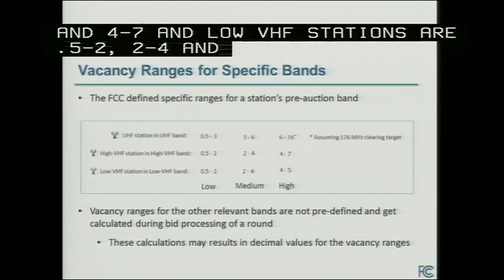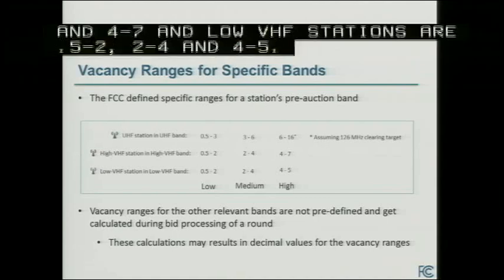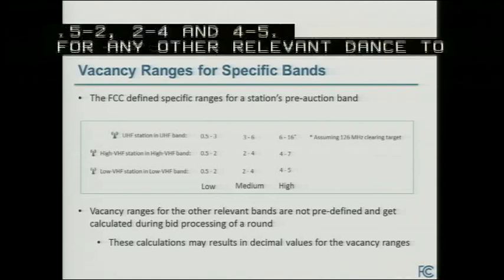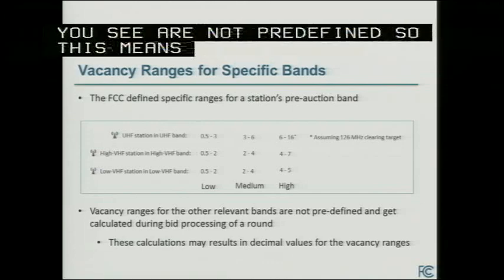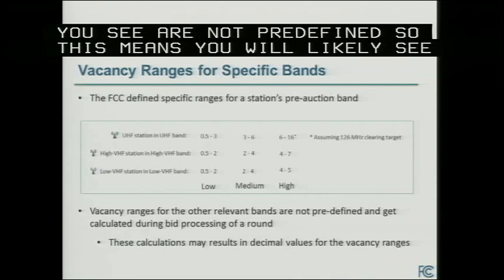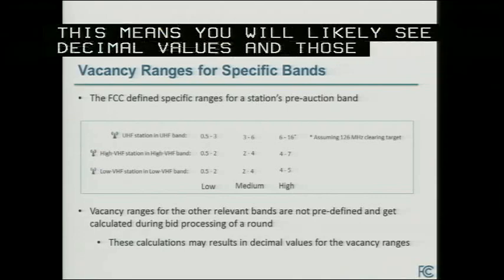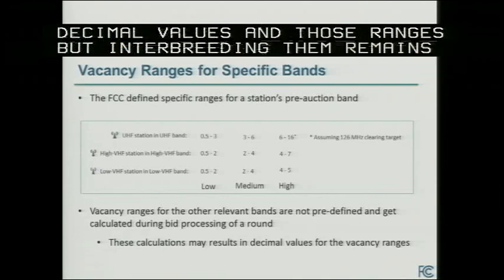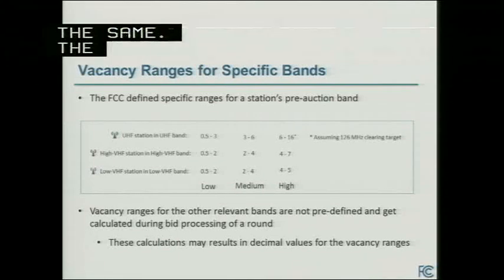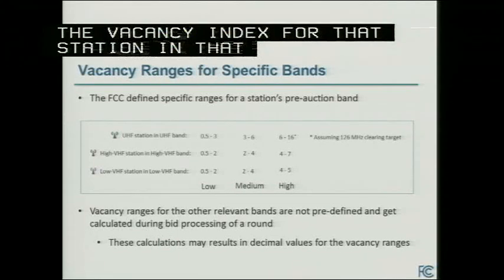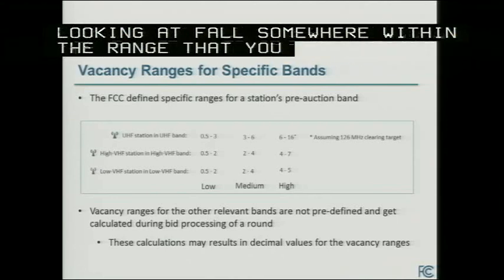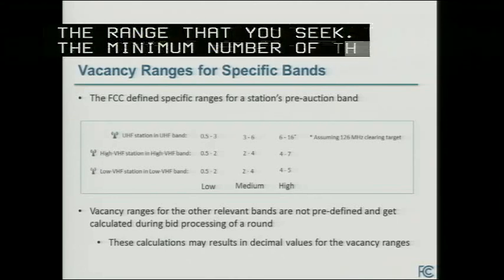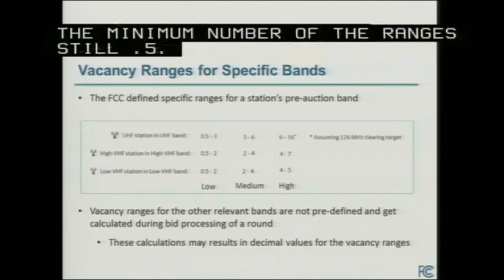For any other relevant bands to your station, the vacancy ranges that you see are not predefined. So this means you will likely see decimal values in those ranges, but interpreting them remains the same. The vacancy index for that station in that band that you're looking at falls somewhere within the range that you see. The minimum number of the range is still 0.5, the maximum number is still the number of channels in the band, and the lower the number, the more full the band.